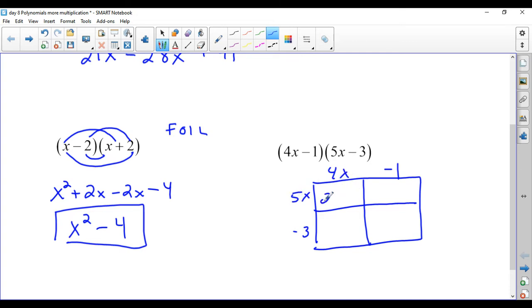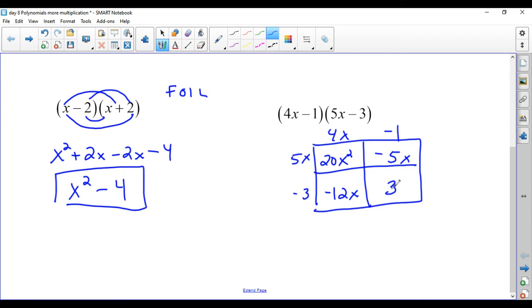5 times 4 is 20. X times x is x squared. Over here, I have 5x times negative 1. Down here, I have negative 3 times 4x. And over here, I have negative 3 times negative 1, which is positive 3.